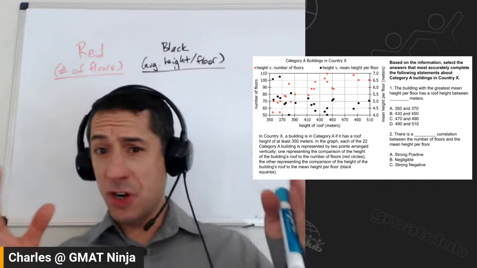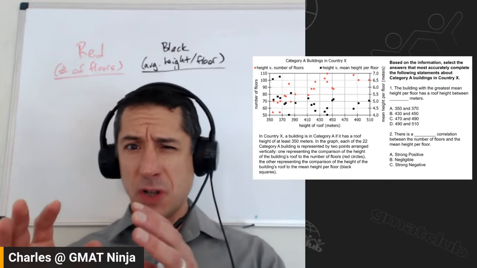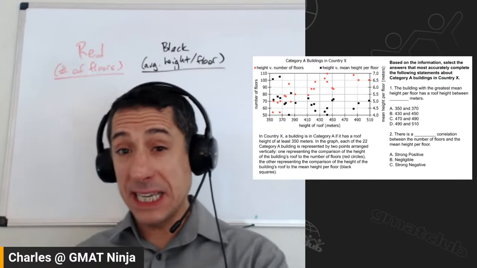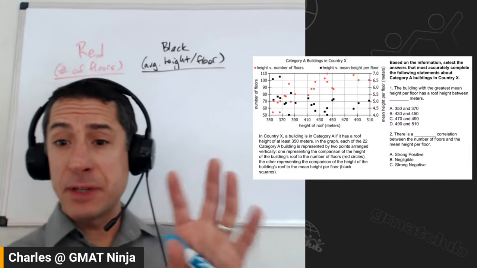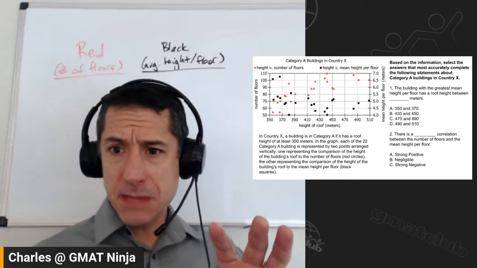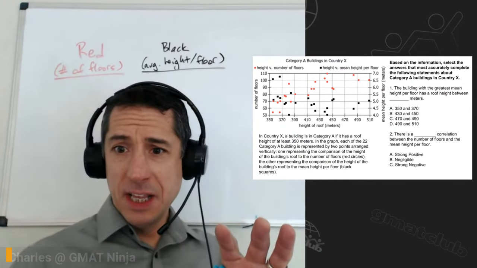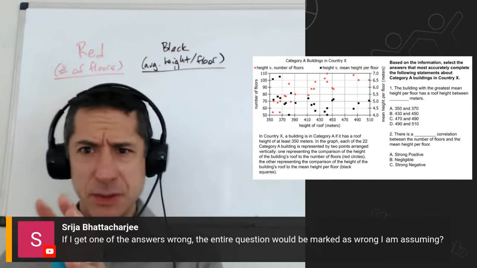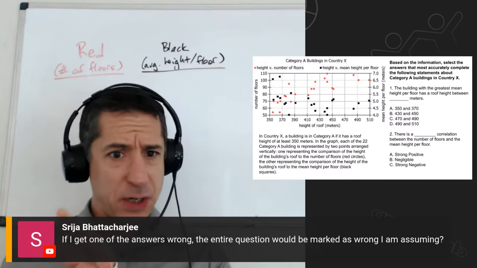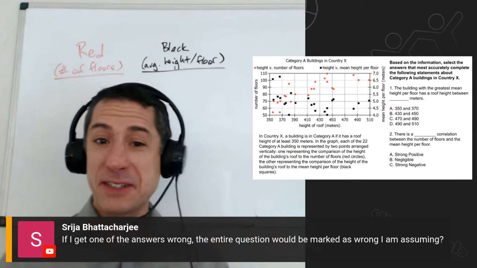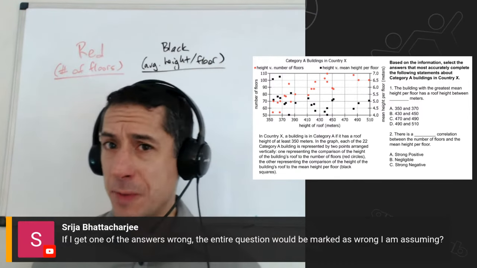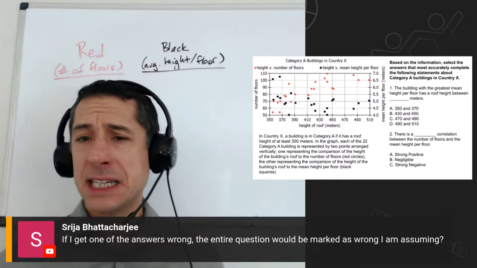So you may find this easier or harder than the previous one. Some people really struggle here just to make sense of it fundamentally. I think it's a little bit easier than the previous one. I'm getting a couple of general questions that I think are very much worth addressing. This has come up a couple of times, and I apologize. Somebody asked this twice, and I didn't quite get to it. Another person asked the same question: if I get one of the answers wrong, the entire question would be marked as wrong, I'm assuming. Yep, that seems to be how they handle it.